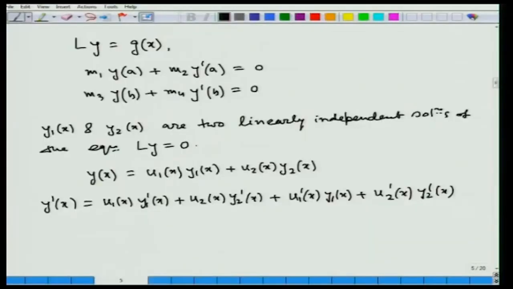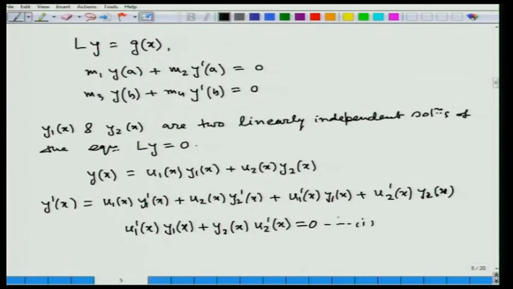In order to avoid that difficulty, that means in order to find these two unknown functions u1 and u2 without solving a second order differential equation, we can make use of the assumption which is standard in the method of variation of parameters, that is u1 dot(x) y1(x) + y2(x) u2 dot(x) = 0. Call it equation 1.